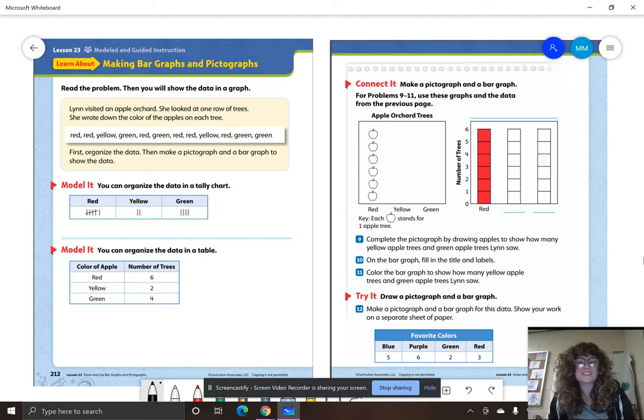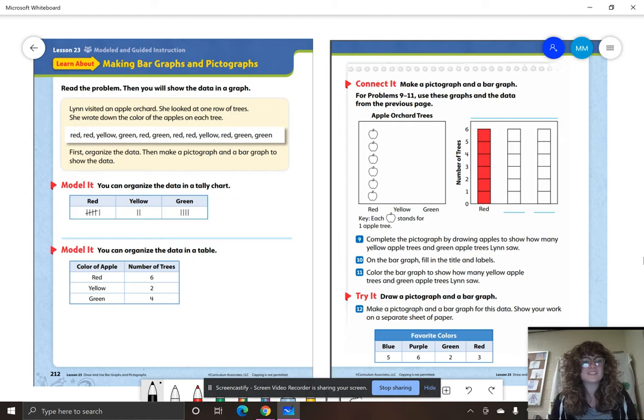Today, you are going to be in your instruction book on pages 212 and 213. So, this week we have been talking about reading and making bar graphs and pictographs, and that is exactly what we are going to be doing today. We are going to be making pictographs and bar graphs. So let's start by looking at the problem we are working with.